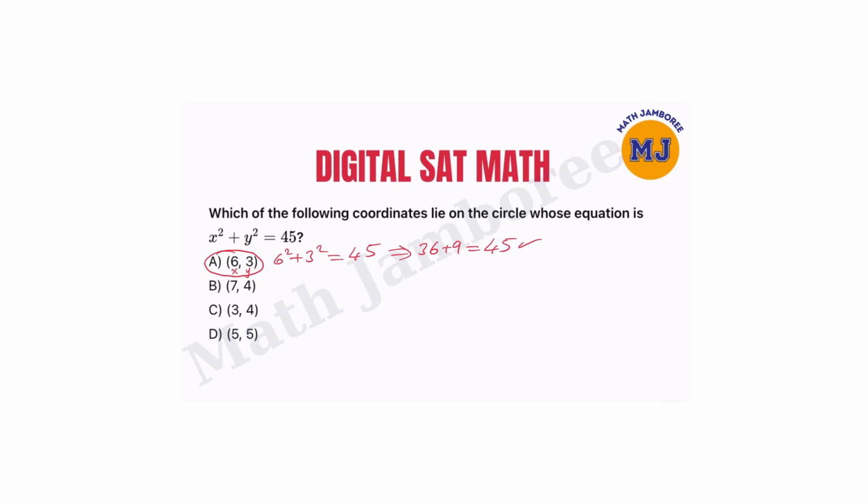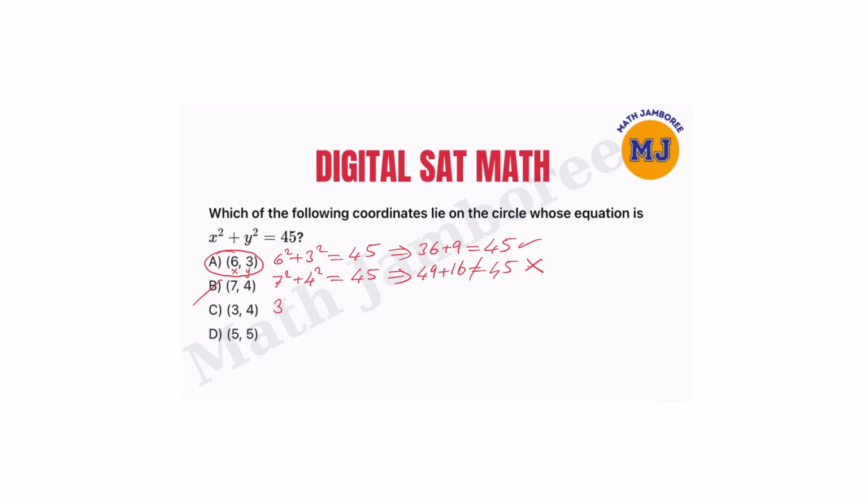But we can just check the other choices as well by substituting 7 for x in this case and 4 for y. Does this give you 45? Let's check. 7 squared is 49 and 4 squared is 16. And when you add them, do you get 45? No, you don't get 45. Therefore, this is not the answer.